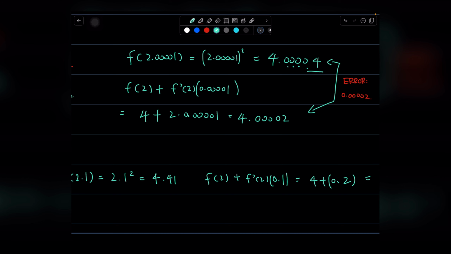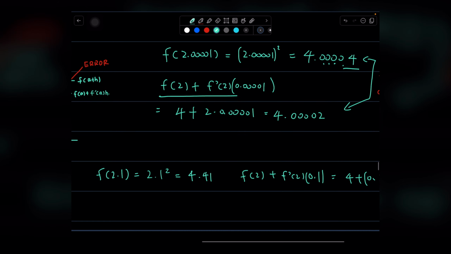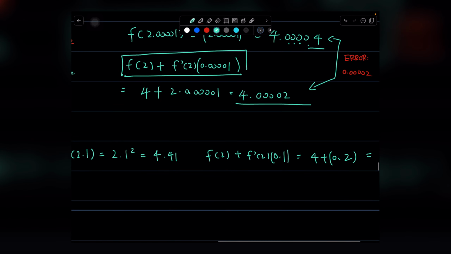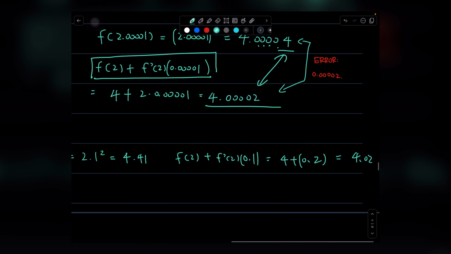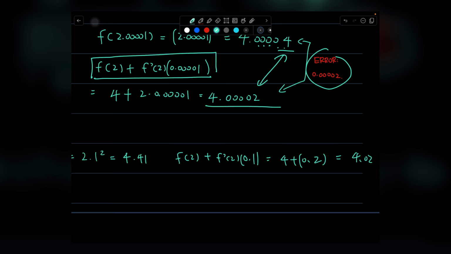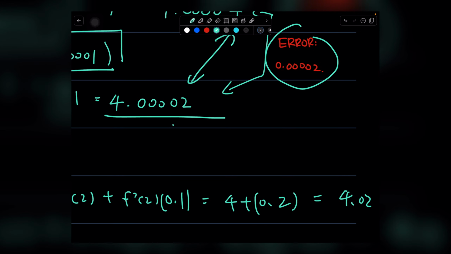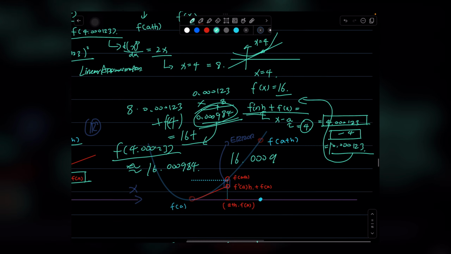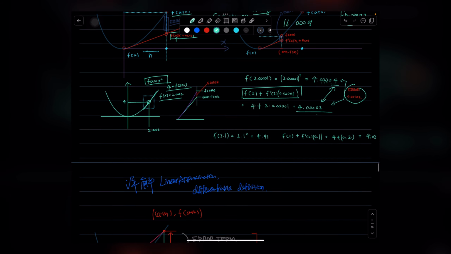The actual value would be 4.0004. If we use the linear approximation like the way I mentioned above, the answer would be 4.0002. You can see that the error between the real value and the value we approximate with a linear function is 0.0002. Compared to the one above, this is much bigger.